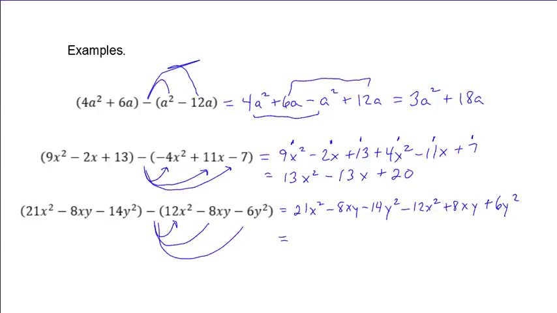When I go back and collect my like terms, I've got 21x squared and negative 12. That's 9x squared. Something nice happens on this problem. I've got a negative 8xy and a positive 8xy. A negative and a positive is 0xy, so we say they cancel out. You don't need to write 0xy. If you have 0 of anything, it's just 0. And then I have negative 14y squared plus 6y squared is negative 8y squared.